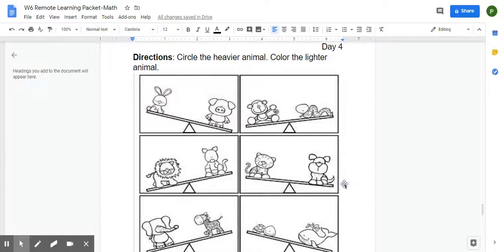On day 4, you're going to be looking at weight again, the heavier or lighter. This time you're going to circle the heavier animal and color the lighter animal. When we see a balance scale, we know it's like a seesaw. The heavier object is always going to go down to the bottom. So in this picture here, I'm going to circle the heavier animal, which is this pig, because he's down and the rabbit is up, so he must be lighter. So I'm going to color him.